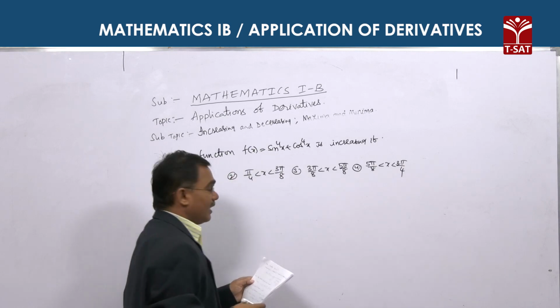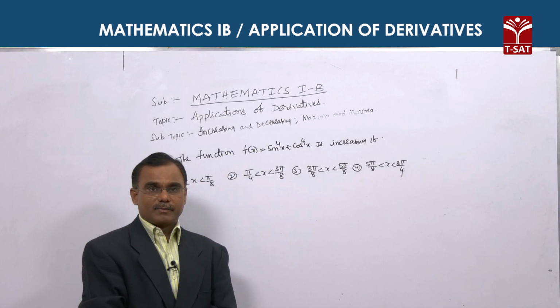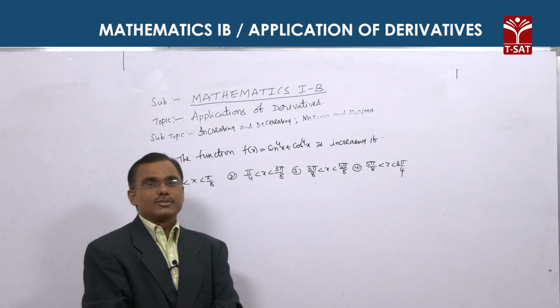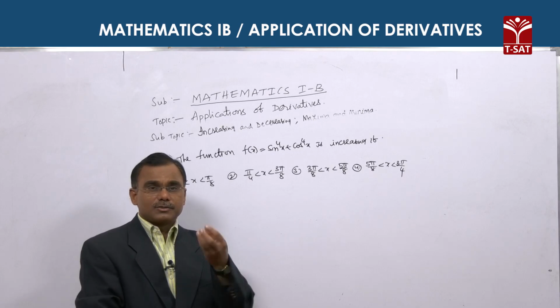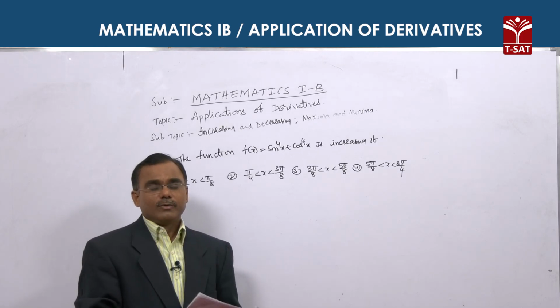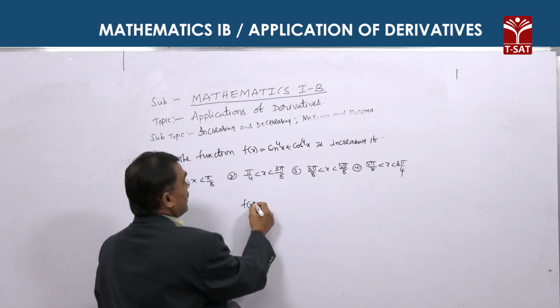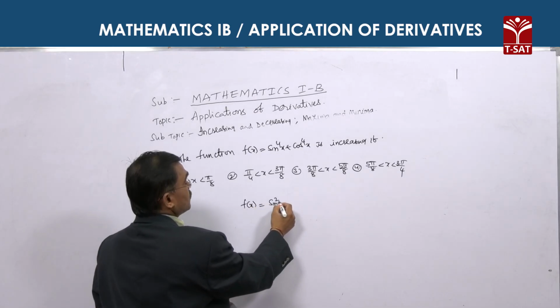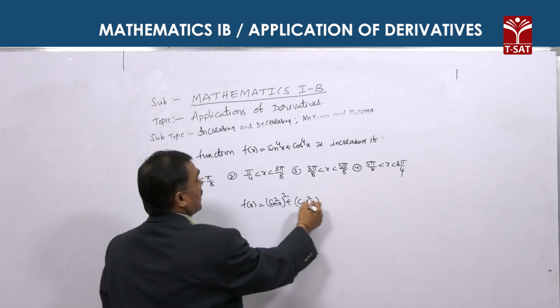Right, the given function f(x) = sin⁴x + cos⁴x, in which interval is it increasing, is what is being asked. Direct differentiation is complicated, so we use some simple simplification. We get the maximum value here. So the given f(x) is (sin²x)² plus (cos²x)².